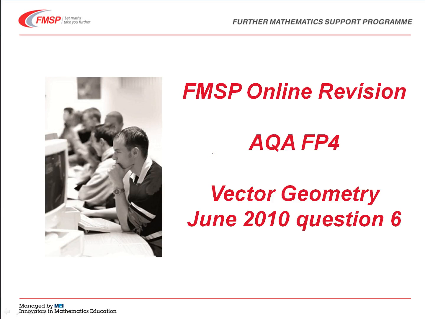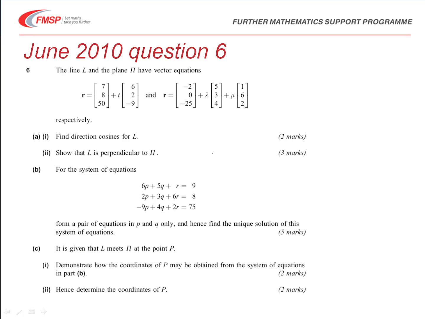Well, welcome to this online revision session for AQA FP4, where we're going to look at the June 2010 question 6 on vector geometry. As you can see in this question, we're given the equation of a line and a plane, and we have three parts to look at.